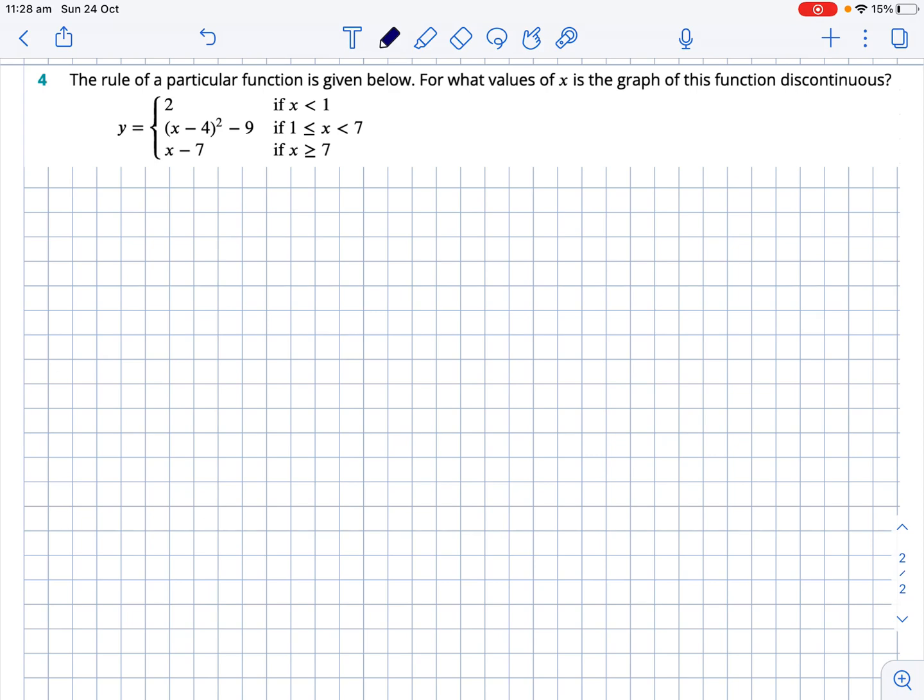So the rule of a particular function is given below. For what values of x is the graph of this function discontinuous? So again, we're looking at discontinuous. We've got to find out whether the limit's the same from the left and the right-hand side, and if there's any holes or gaps in this problem. So let's actually start by quickly drawing a graph of each of these parts.